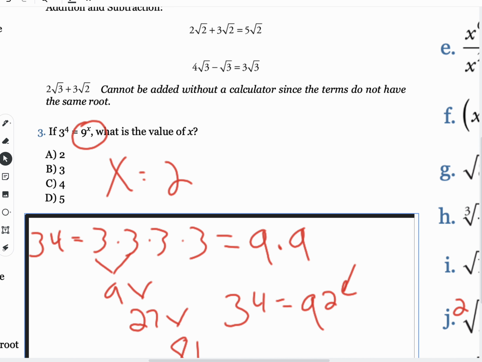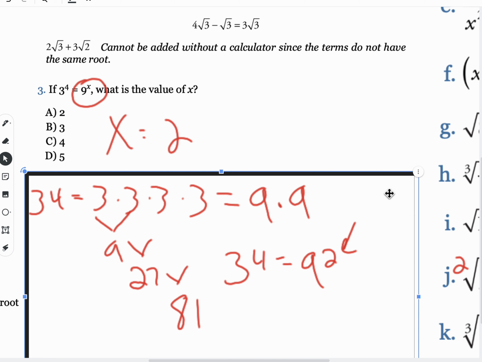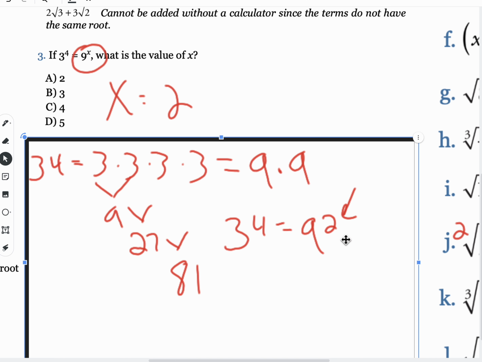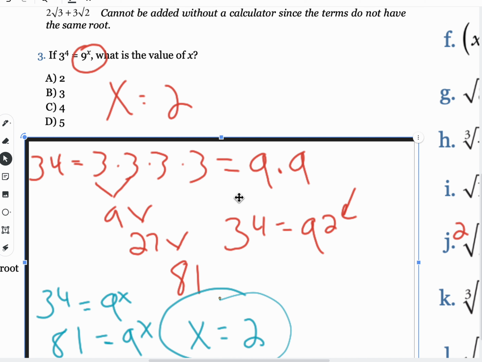Now, an alternative way of doing this would be to calculate 3 to the 4th power equals 81. If, for example, 3 to the 4th power equals 9 to the x power, then 81 will equal 9 to the x power. X is still equal to 2. A is our answer.